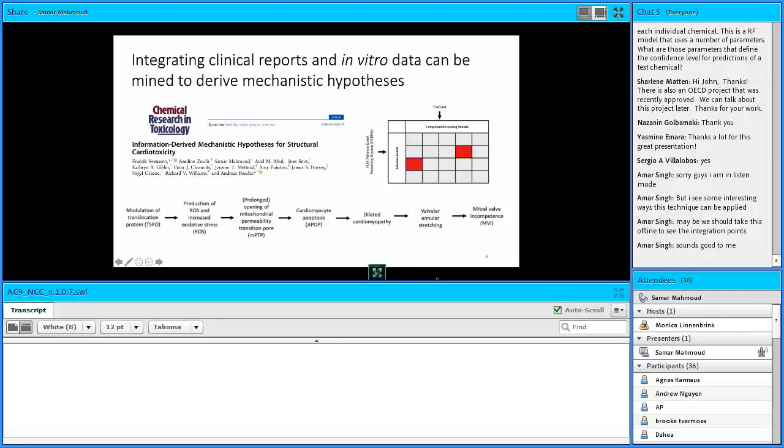In a previous study, we integrated data from ToxCast against reports from clinical effects, where we derived hypotheses about structural cardiotoxicity. And here this illustrates a proposed adverse outcome pathway for structural cardiotoxicity, in particular valve incompetence, where we used bivariate associations, combining measurements from in vitro activity in ToxCast against clinical effects reported in the FDA Adverse Event Reporting System, the FAERS data. So it shows that we can use data to mine or to generate hypotheses about mechanisms of toxicity.